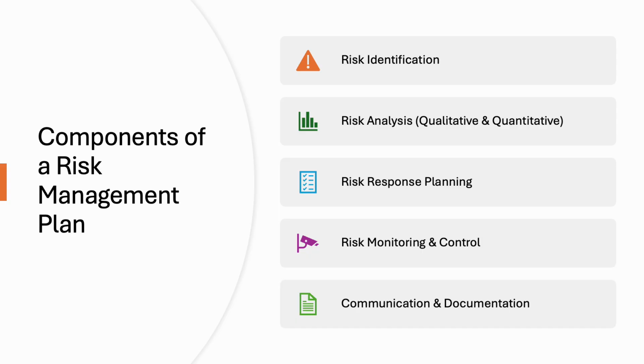A complete risk management plan defines not just what risks exist, but how they will be handled throughout the entire project lifecycle. It provides a constructive roadmap for the team to identify, evaluate, and respond to both threats and opportunities. The major components of a risk management plan include risk identification, risk analysis, risk response planning, risk monitoring and control, and communication. Risk identification is the process of systematically determining what could go wrong or right in the project.